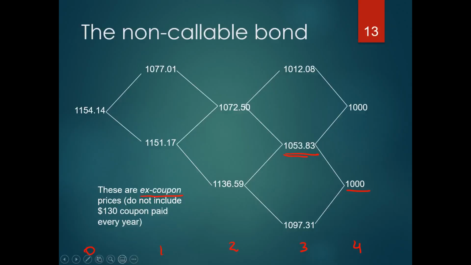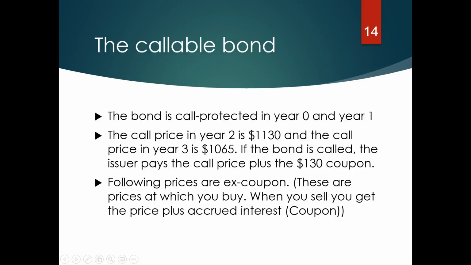So now that we have derived the prices of the non-callable bond, let's see the case of the callable bond. The callable bond is protected in years 0 and 1, so it cannot be called. In year 2, it has a call price of 1130, and in year 3, a call price of 1065. If the bond is called, the issuer is going to pay the call price plus the 130 coupon.